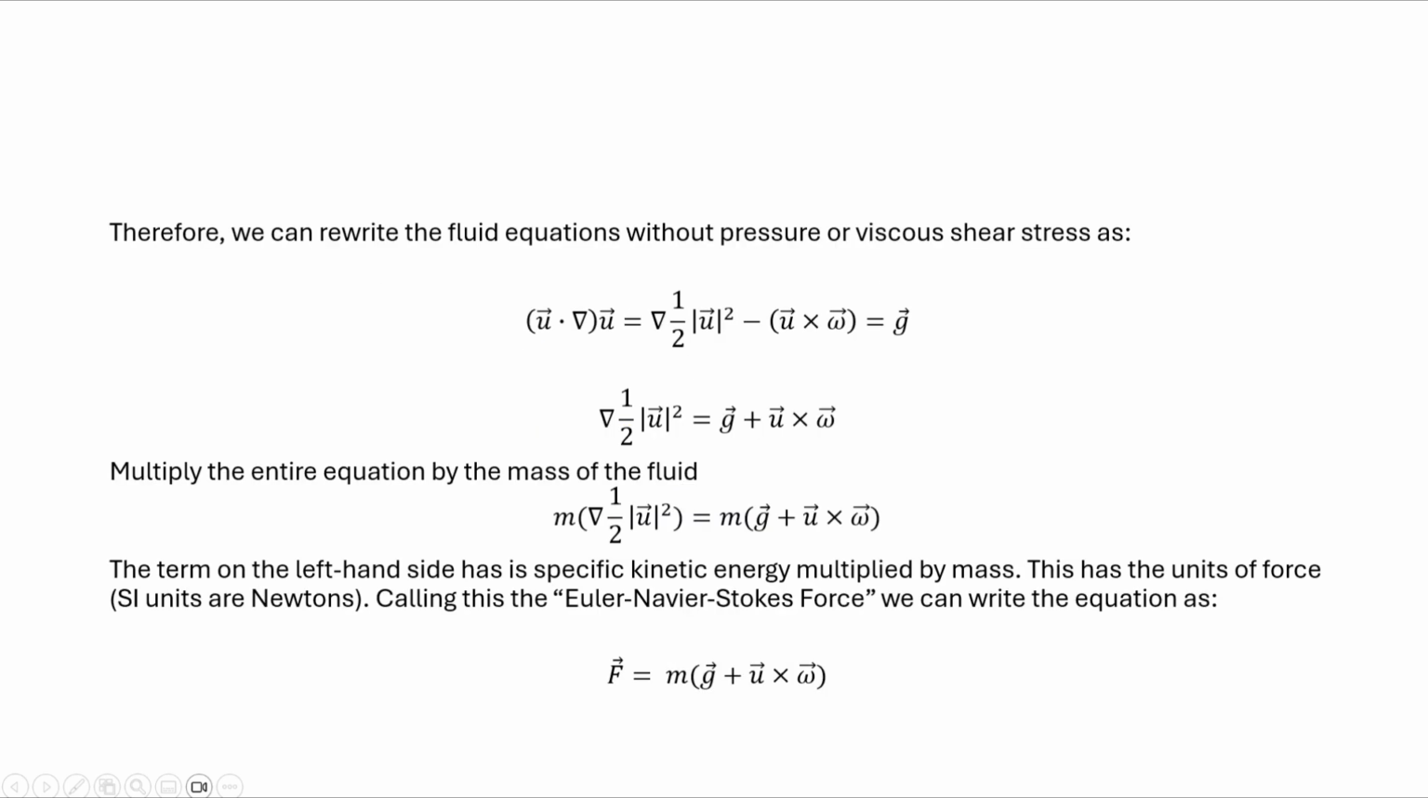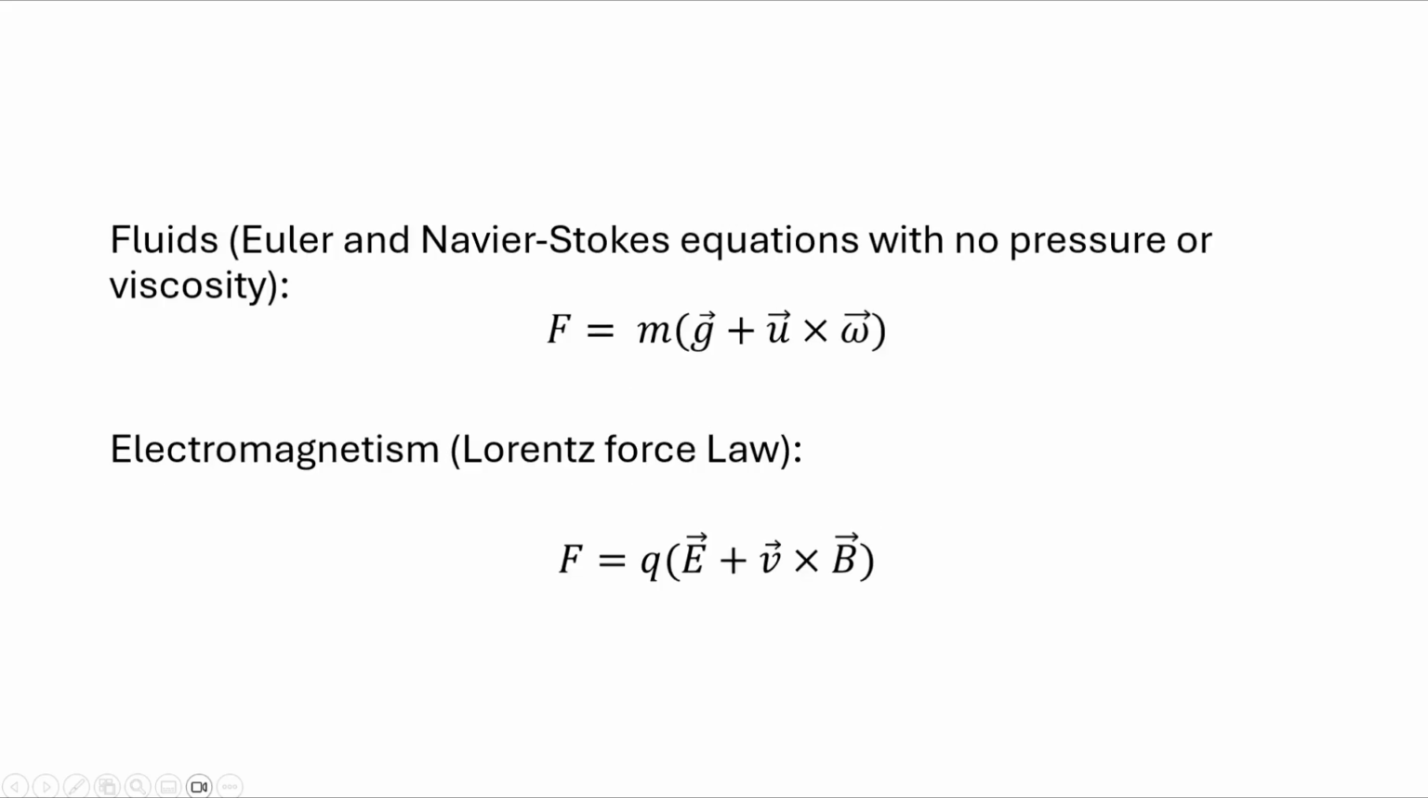Therefore, we can rewrite the fluid equations as shown here. Multiply through by the mass. We get a term on the left side that has the units of force. Call this the Euler-Navier-Stokes force. Here are the fluids equations and the equations for electromagnetism, or the Lorentz force law.